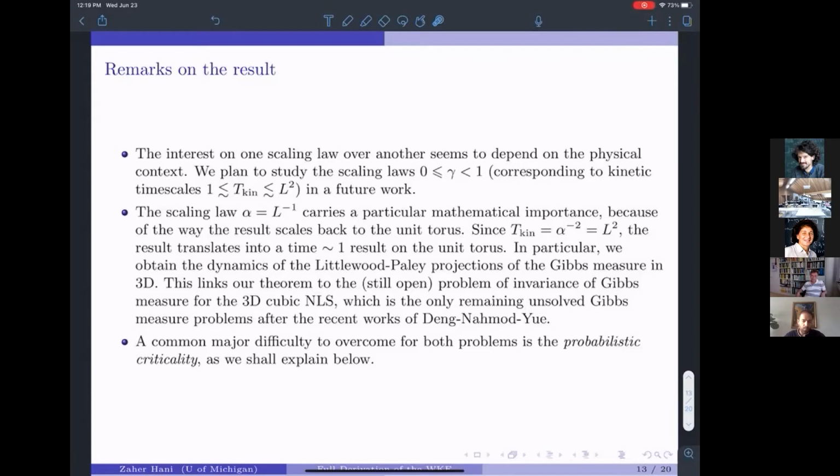Okay, so a common difficulty of those two problems. This problem is still open, this invariance of the 3D Gibbs measure for 3D cubic NLS. The common difficulty between our problem and that problem is that both problems are probabilistically critical, as Andrea explained. We shall explain a little bit below, possibly more briefly than how Andrea did it. Andrea did a really good definition of this probabilistic criticality. And the point that I want to emphasize is that the problem that we are studying here is probabilistically critical.